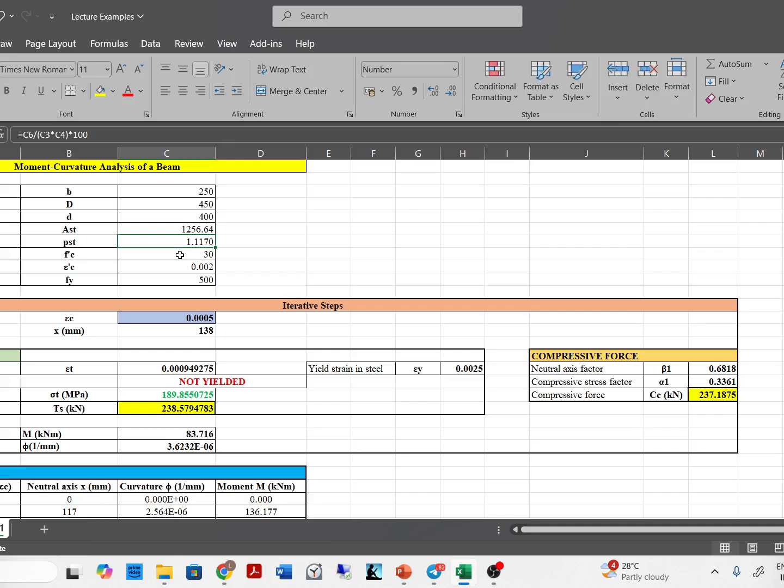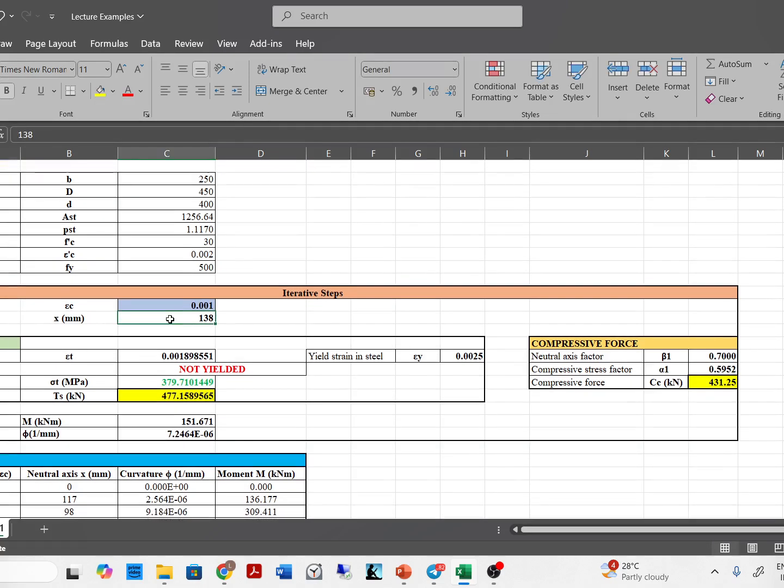Then we have f prime c as 30 MPa, then epsilon prime c as 0.002, and finally we have fy as 500 MPa. Okay, then the longitudinal strain in concrete, we're going to increase it from 0.0005 to 0.001. Then we are going to iterate the value of x until both the compressive force and the tensile force are equal.